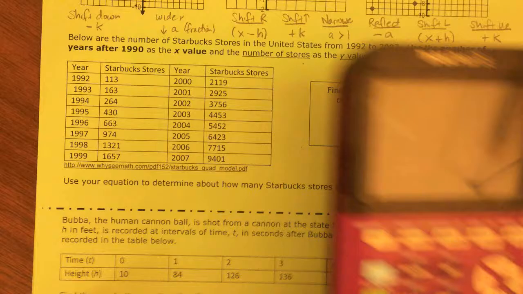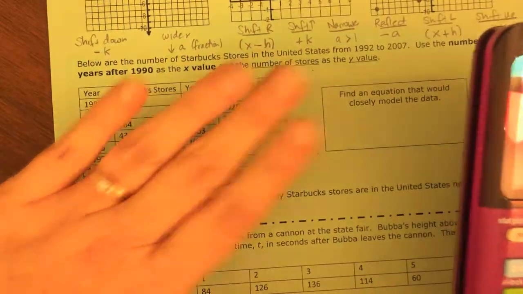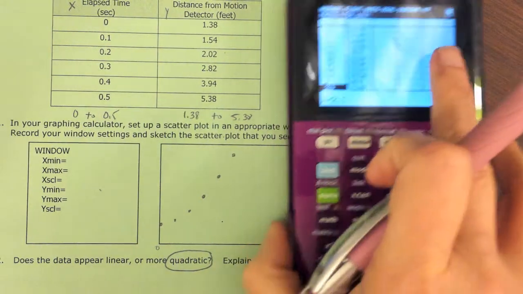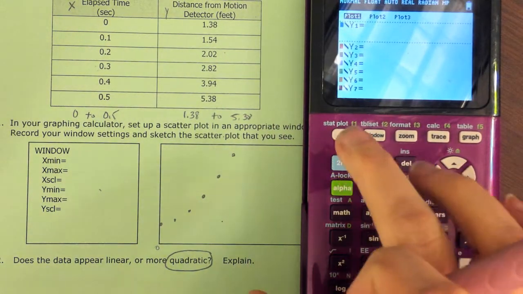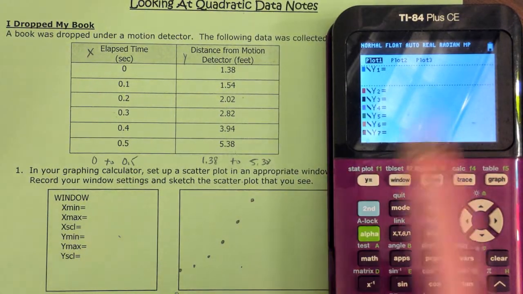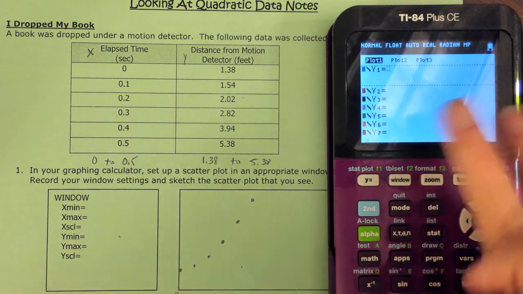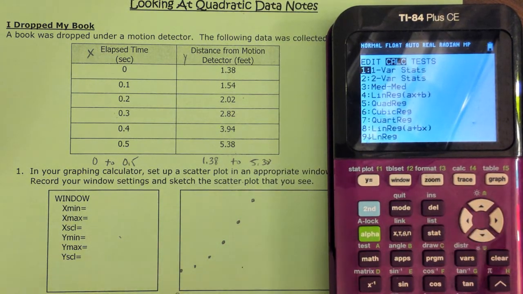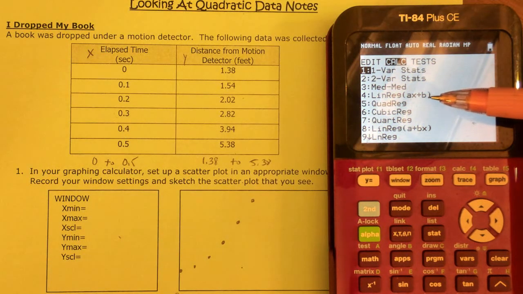So really quick, the next thing I'm going to do, and actually I'm not going to show you with this one, we'll do these two practice problems in class, but I can, just like before, use the calculator to find the exact same practice that we did. Remember when we did the line of best fit and we did stat calc 4? Well, if I go to stat calc, I see line 4 is linear regression.